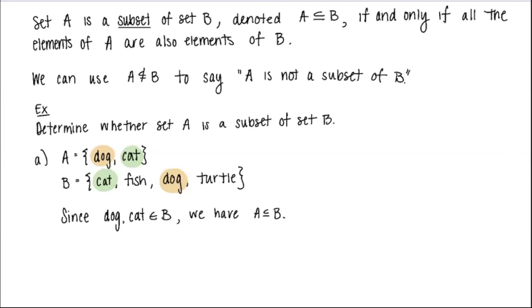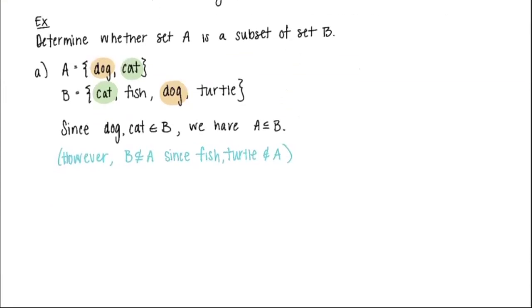Okay. The reverse, however, is not true. If I try to say B is a subset of A, fish is not in this set. Turtle, not in this set. Okay. So on the reverse spectrum, we can say, however, B is not a subset of A, since the elements fish and turtle are not elements of set A. So not everything in B is in set A. So that reverse doesn't work. Okay.